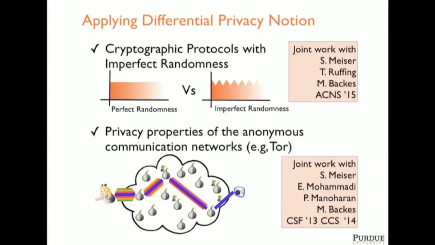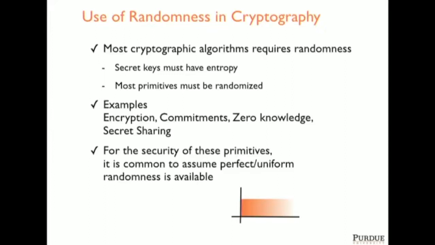And the second example that we are going to see is the privacy property for anonymous communication networks such as Tor, where we are again able to use similar guarantees to achieve some kind of privacy which otherwise was not possible. So let me start with the randomness example.